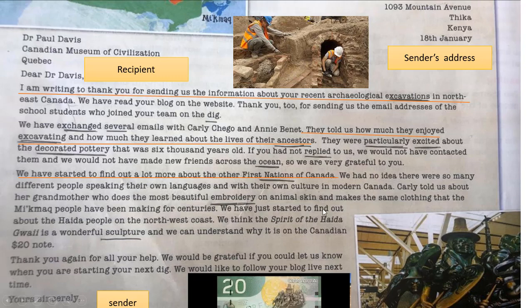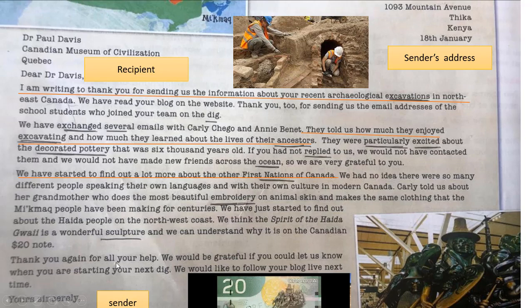We have just started to find out. Find out means discover, to know about the Haida people on the northwest coast. We think the Spirit of Haida Gwaii is a wonderful sculpture, and we can understand why it is on the Canadian $20 note. This is the Canadian $20 note, and you can see this picture of Haida Gwaii on it.